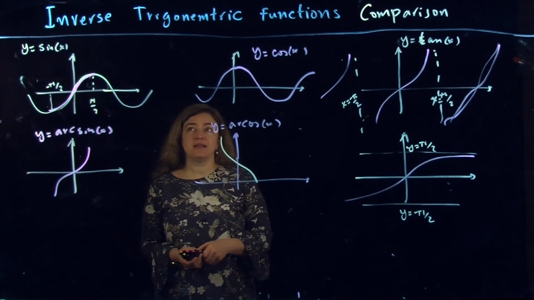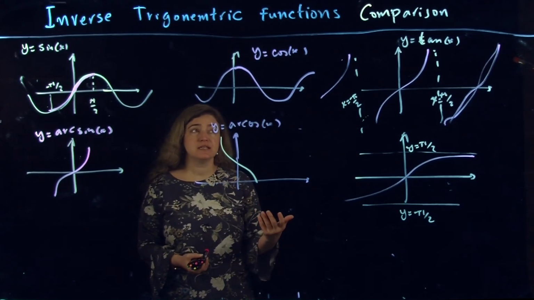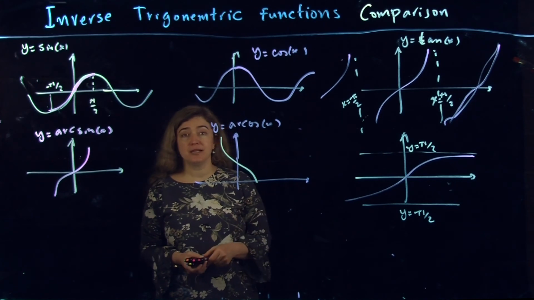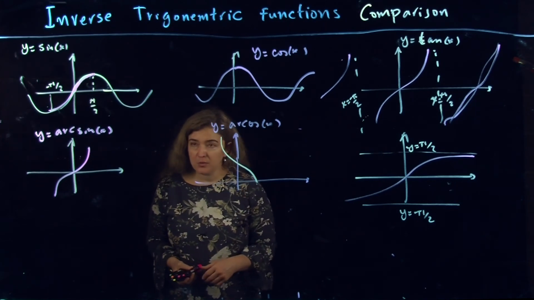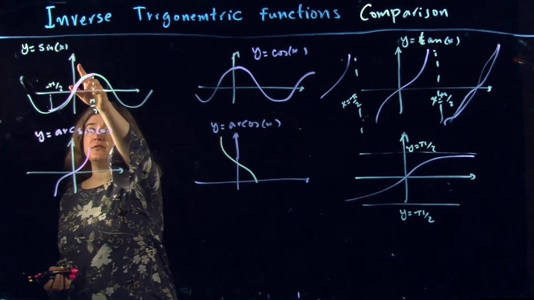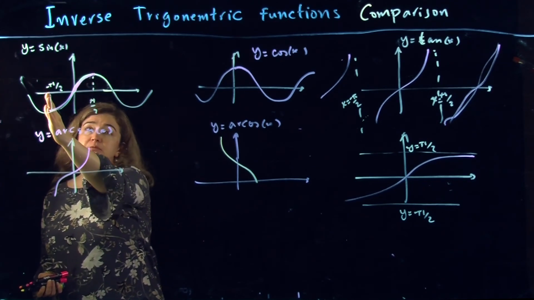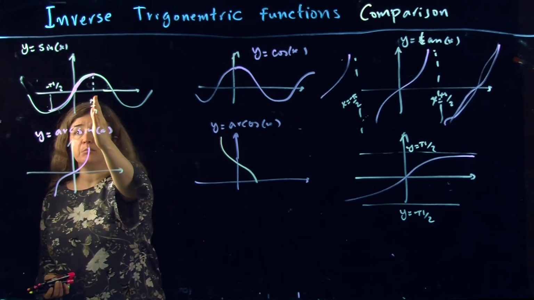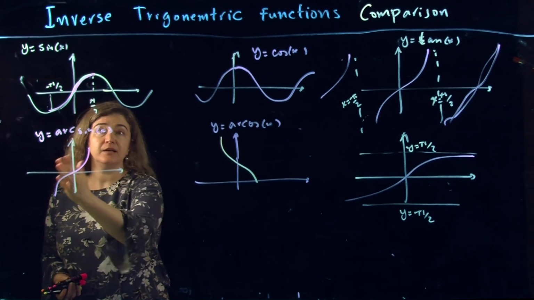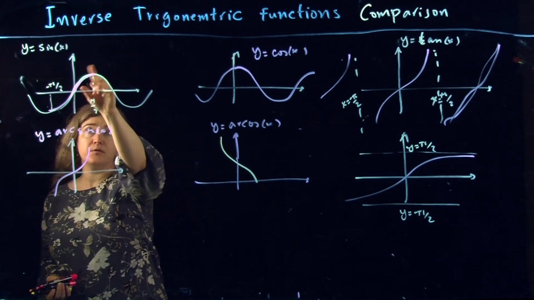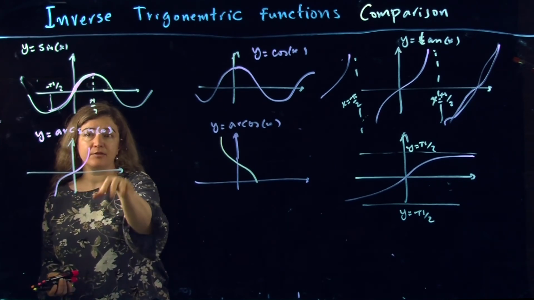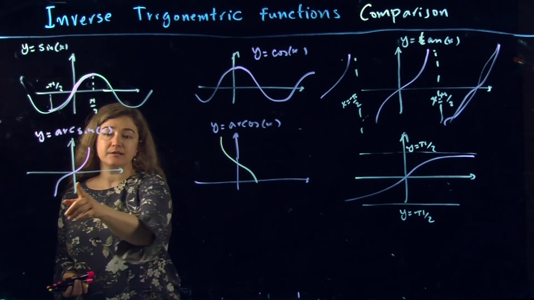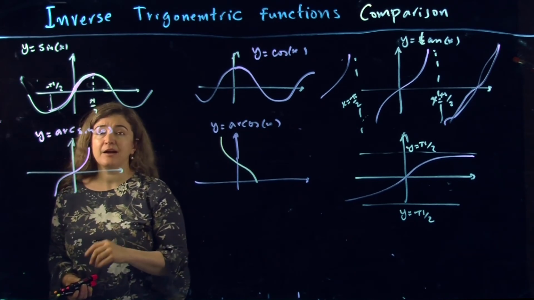This video is about inverse trigonometric functions. This time we're trying to do a little bit of a comparison. We discussed that y equals sine of x, if we restrict it between x equals negative pi/2 and pi/2, and then find a mirror image of it over y equals x, we get the graph of arc sine of x, and that's the graph.